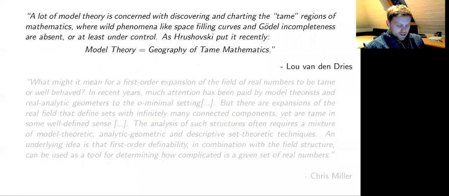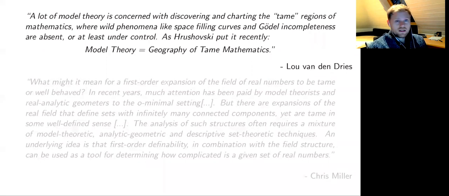Okay, so here's two of my favorite quotations from two of my favorite mathematicians. The first one is from Lou. I think he wrote this in one of his surveys about o-minimality, actually. What he wrote, and this sets a tone also for this more general tameness program that I want to introduce here, is the following: a lot of model theory is concerned with discovering and charting the tame regions of mathematics, where wild phenomena like space-filling curves and Gödel's incompleteness are absent, or at least under control.